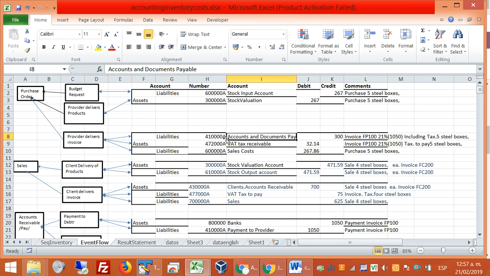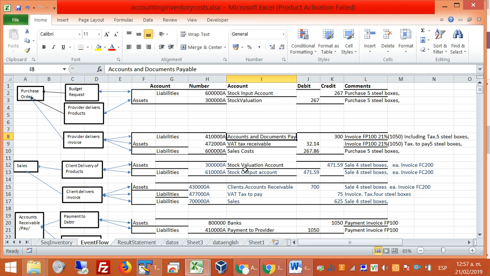Okay, the same thing for the sales. When we deliver the products outside of our warehouse, we affect 2 accounts, and when the client receives the invoice, we have the affectation of 3 other accounts.